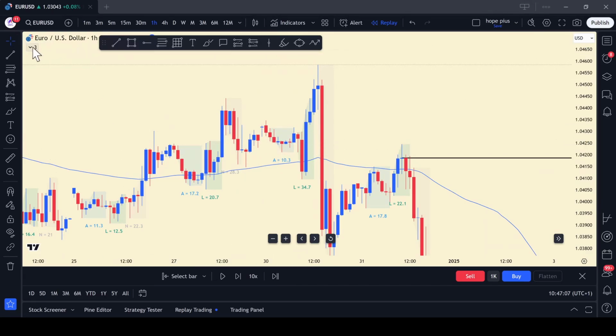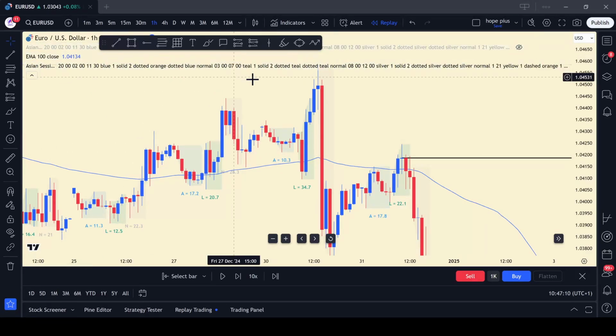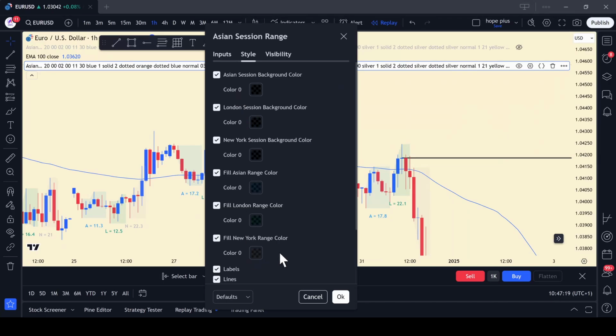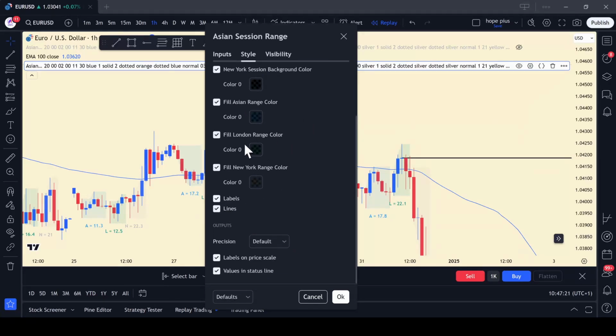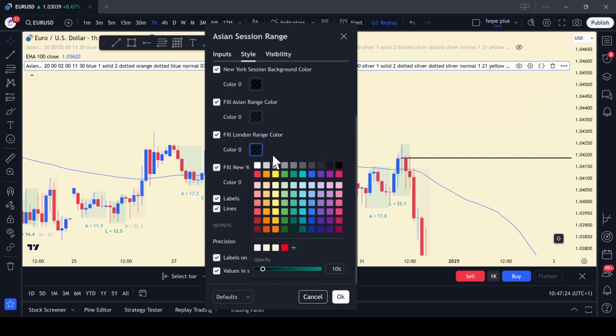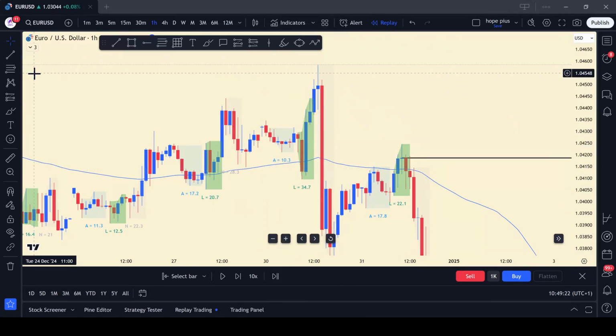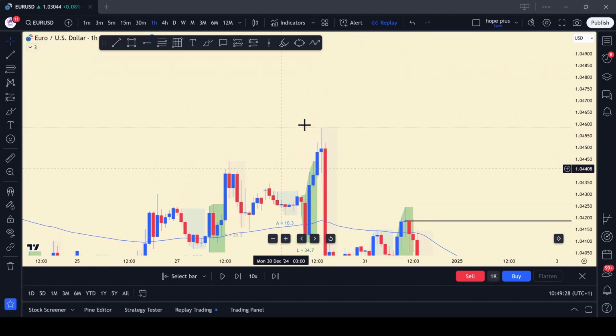You can change the colors as you like. For example, you come to the Asian, click on the settings here, and on style, you can change your colors. London range color, what color do you want it to be? If you want it to be green, you change it to green. You can increase the thickness too, and you can see it's changing. Let's just increase it like this, because that's what we are looking at. When you are done editing the indicator, then you can start trading.